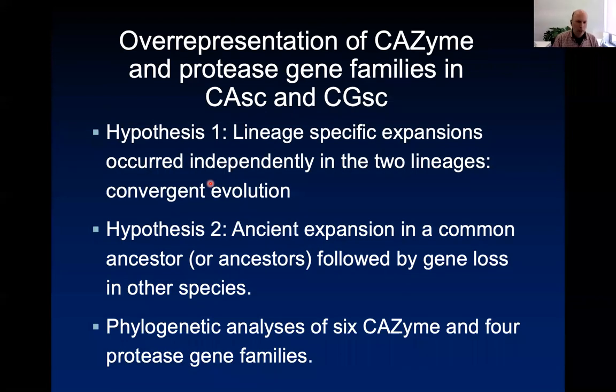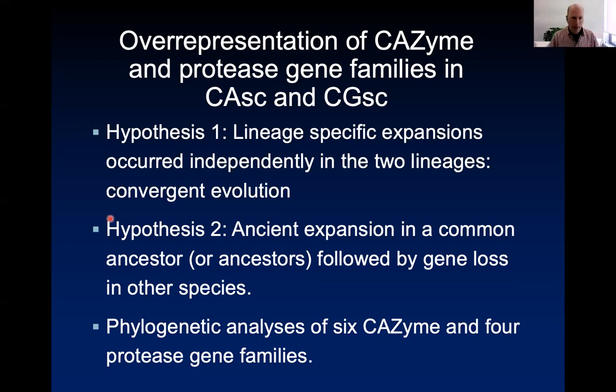And so the one question is, how did this situation evolve? We formed two possible hypotheses. Hypothesis one is that the lineage-specific expansions occurred independently in the two lineages, once in the Acutatum lineage and once in the Gloeosporioides lineage. If that's the case, then this is an example of convergent evolution. Hypothesis two is that these are ancient expansions in a common ancestor, followed by gene loss in all of the other species.